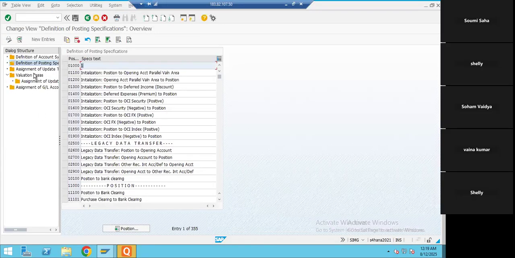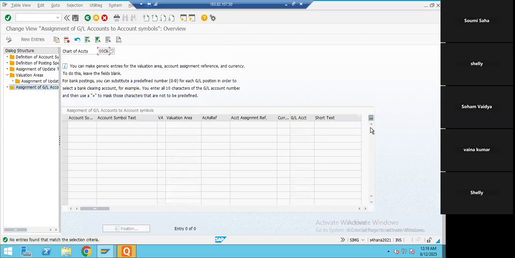Okay, this is the chart of accounts. Here you see you assign the GL accounts to the respective symbol. This configuration is incomplete for the respective company codes or chart of accounts which we are using. So this configuration should be complete for the postings to work.